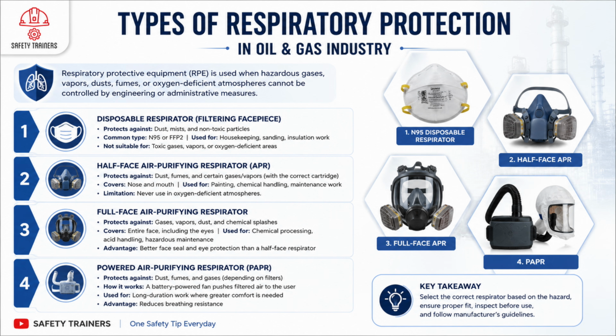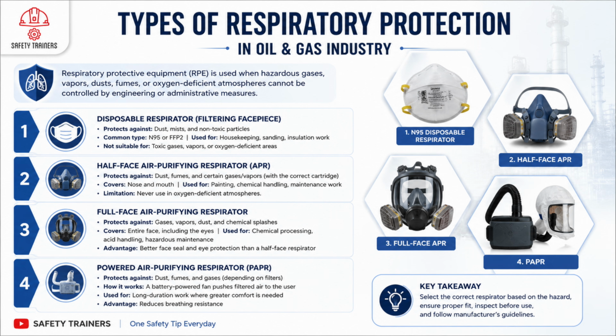The first one is the disposable respirator, which is also called a filtering facepiece. It is mainly used against dust, mist, and non-toxic particles. Common applications include housekeeping, grinding, sanding, and insulation work. The main advantage is that it is lightweight, comfortable, and low cost. The limitation is that it does not protect against toxic gases, chemical vapors, and oxygen deficient atmospheres. Many think that an N95 can protect us against H2S, but the reality is it cannot.